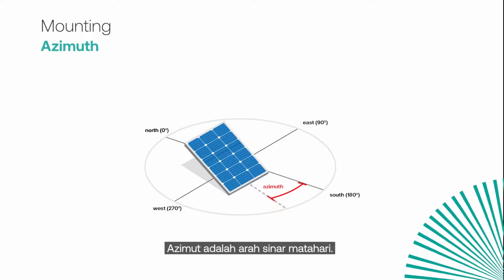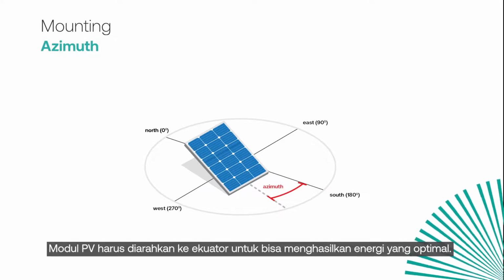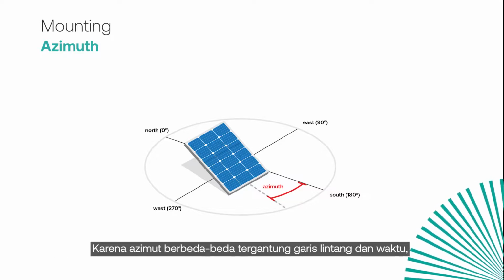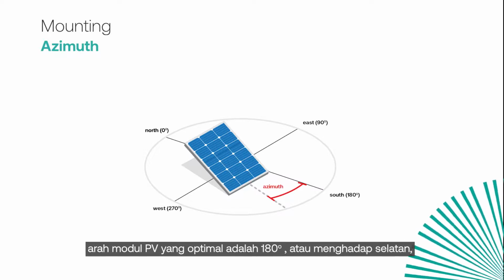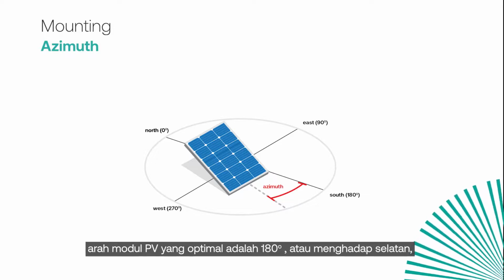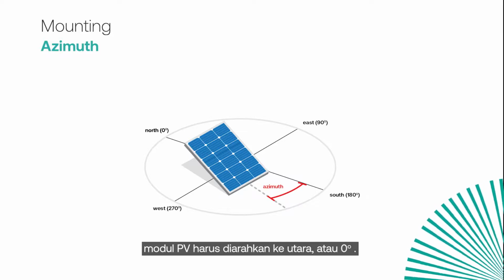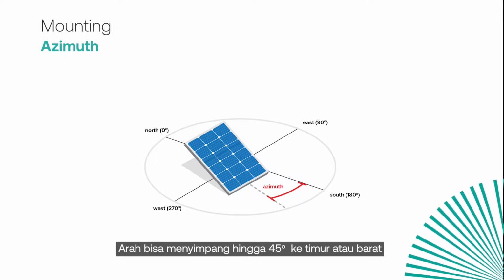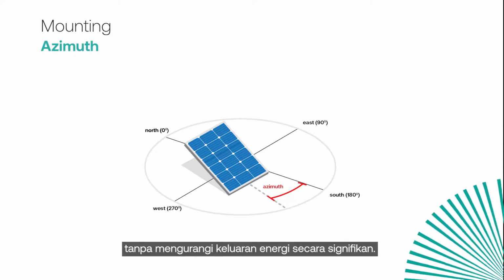Azimuth is the direction of the sunlight. PV module must be directed toward the equator in order to get optimal energy output. Since azimuth varies according to latitude and time, in northern hemisphere, in which the latitude is above 0 degree, the optimal direction of the PV module is 180 degrees or facing south. In southern hemisphere or below equator, the PV module must be directed to north or 0 degree. The direction may deviate by up to 45 degrees east or west, without significantly reducing the energy output.